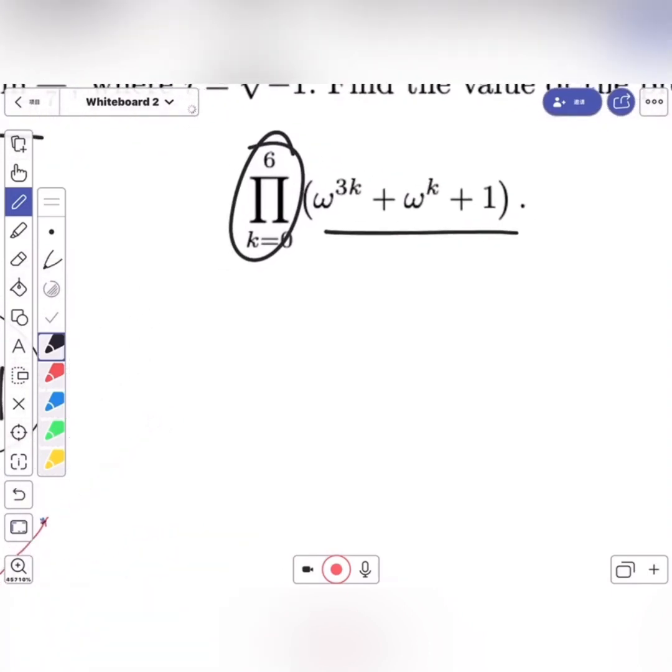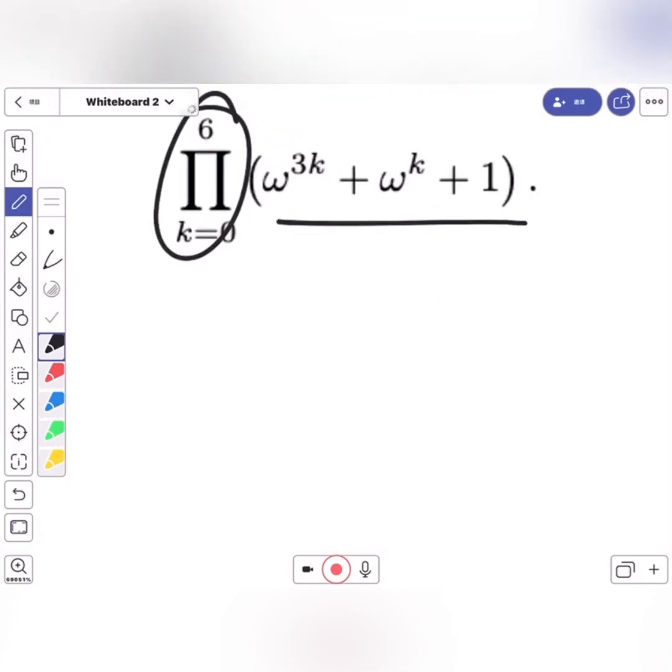So now, how is this going to even help us solve this problem? Well, we don't really know what omega to the 3k plus omega to the k is, right? We only know that omega to the 7 minus 1 is equal to 0. That's all we know. So how are we going to solve this?